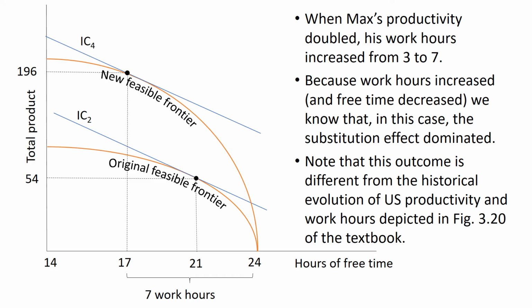Note that this outcome is different from the historical evolution of US productivity and work hours depicted in the textbook. In the United States, since the early 20th century, productivity has increased, but work hours have generally decreased on average. That may be due to differences in the indifference curves, which in turn reflect differences in preferences relative to those presented here. However, it may also be due to labor legislation, the activity of labor unions, and other factors which are not included in this model.